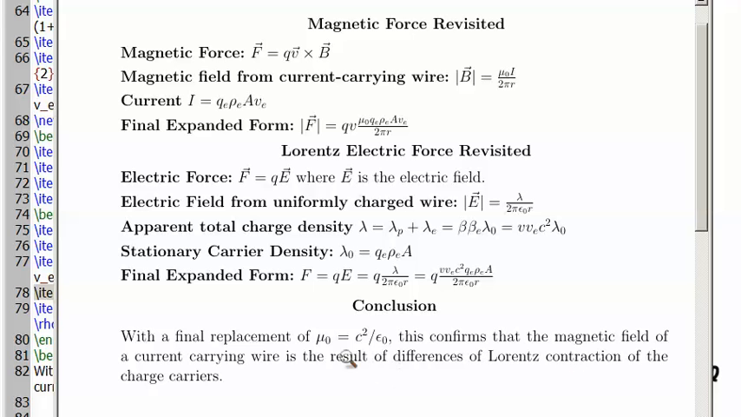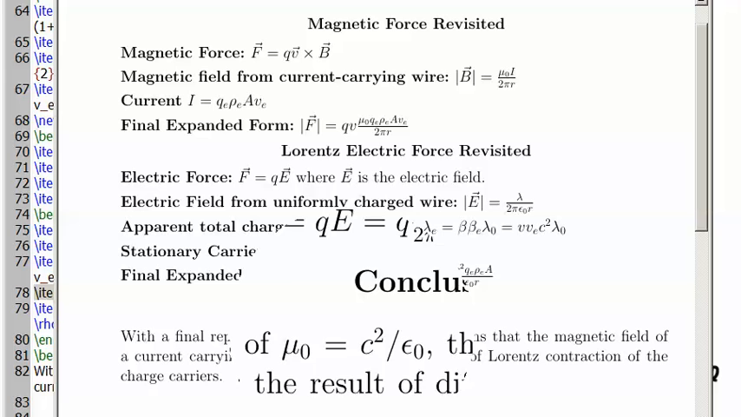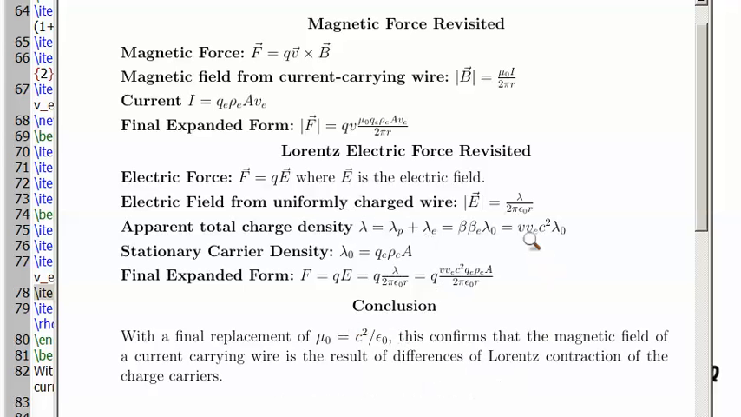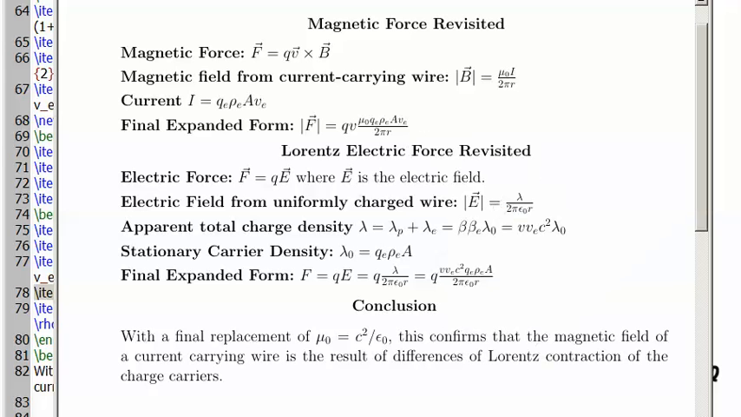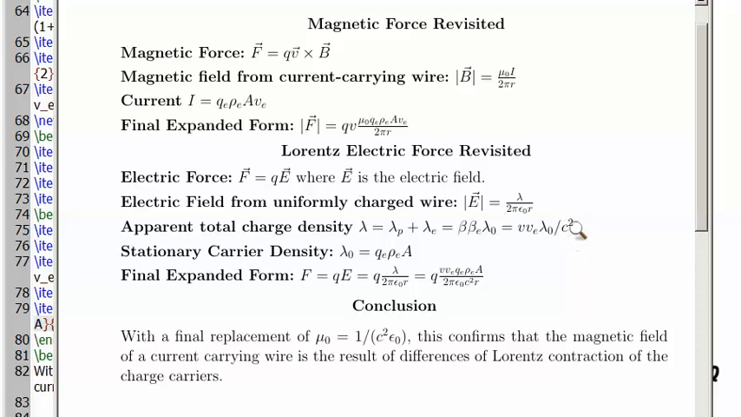Just notice this is not quite right, and so I have a mistake in here when I was changing from beta to v and v sub e. That c squared should be on the bottom because beta equals v over c, and that c squared should be on the bottom, and this c squared should be on the bottom. So mu sub naught epsilon naught equals 1 over c squared.